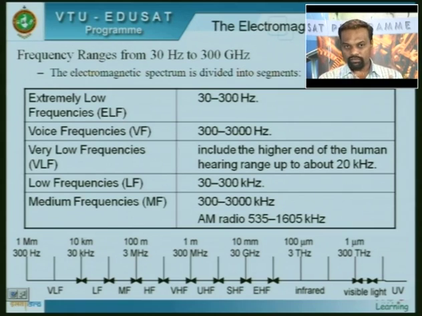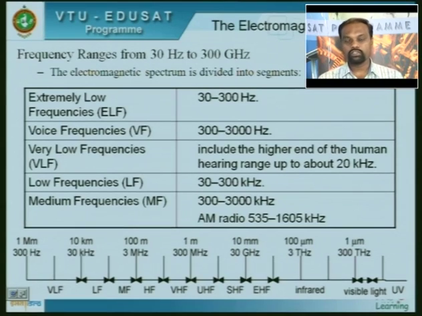Any frequencies in the range of 30 to 300 hertz are very low, and we call them extremely low frequency. From 300 to 3000 hertz we call them voice frequencies, which is usually the speech data. Whatever we speak, whatever speech signals a human being produces, are in the range of 30 hertz to 3 kilohertz. It's a very important point to remember.